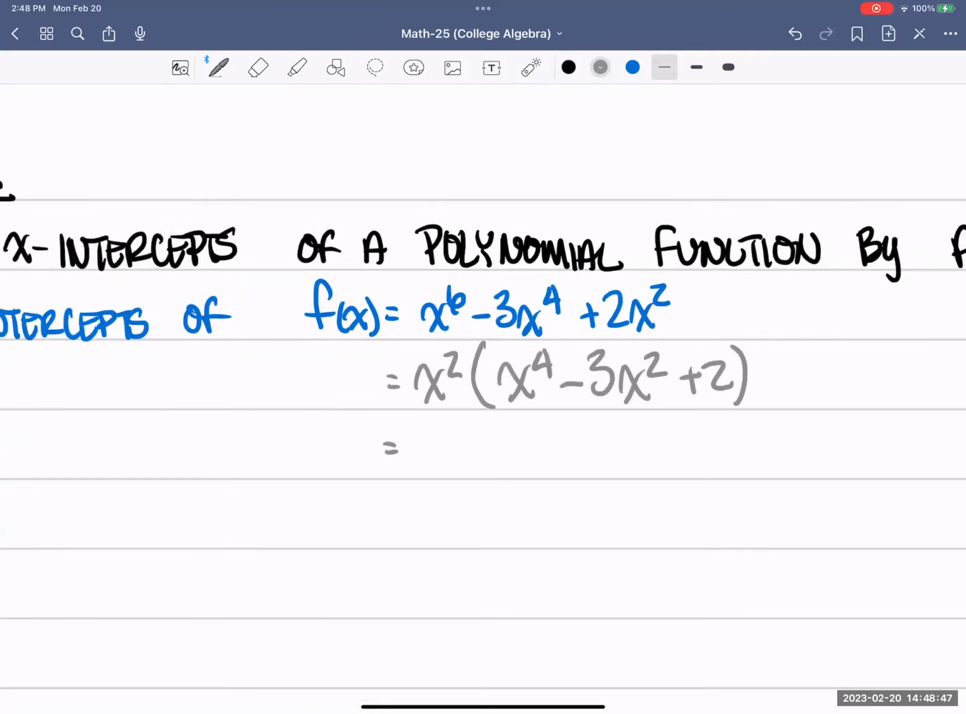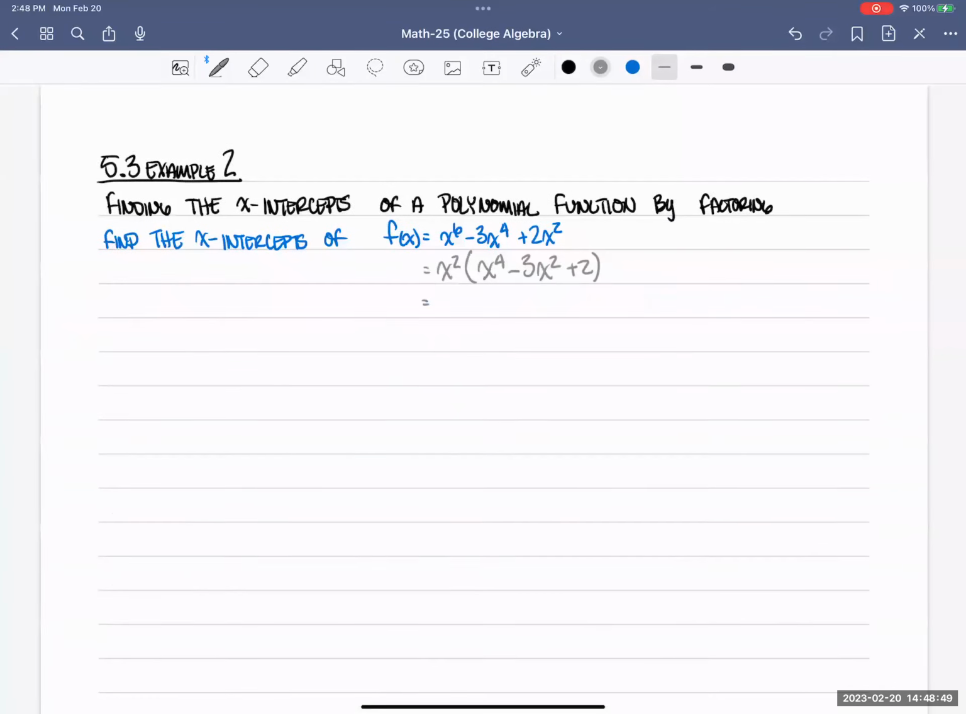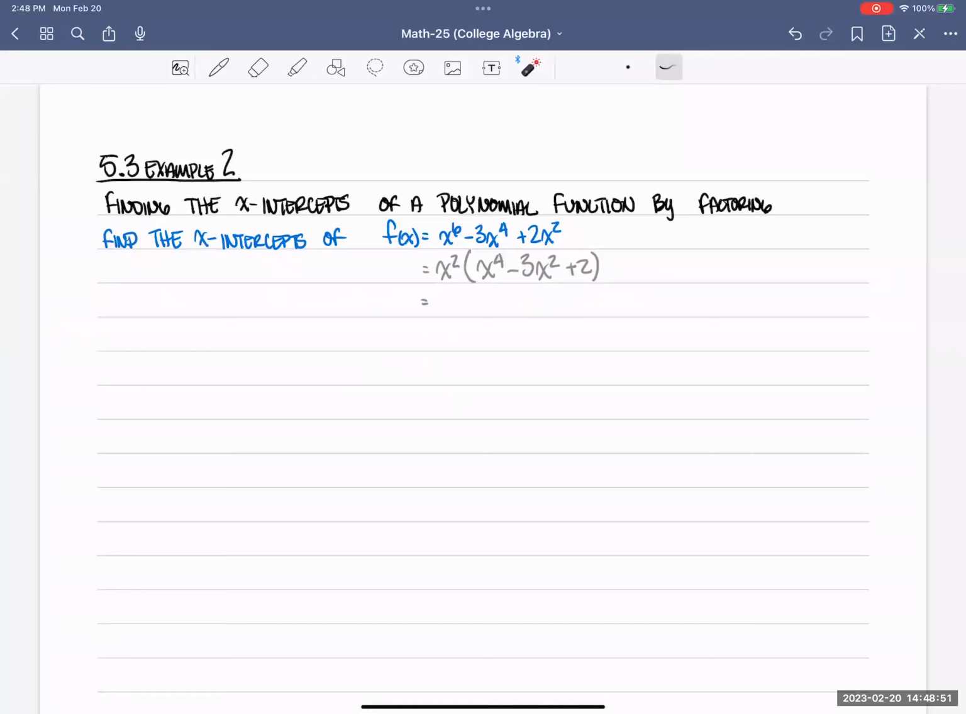And actually, before we start, I got a little excited and just started factoring. So they did tell us by factoring, but find the x-intercepts. So our x-intercepts happen when y is equal to 0. So our goal here is to set our function equal to 0. So factoring is the only way that we're going to actually solve these unless we have another form of identifying solutions. But right now, the only thing we know how to do is factor. So let's go ahead and factor.